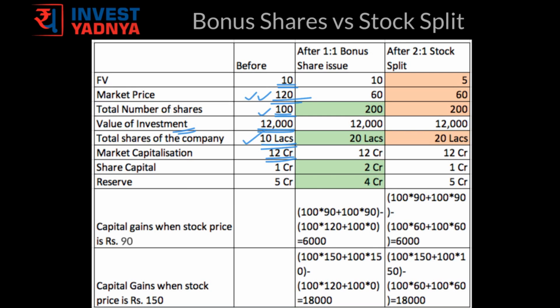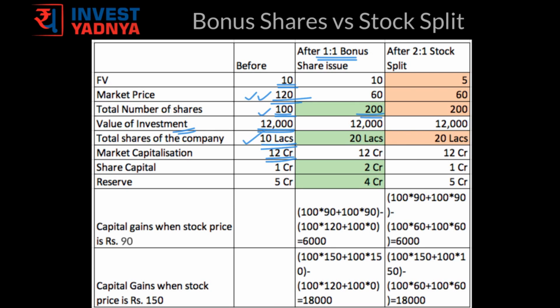In case of a bonus share issue, the company issues new shares in the announced proportion. So let's say if the company announces a 1:1 bonus share issue, you have 100 shares already. The company will now give you additional 100 shares.